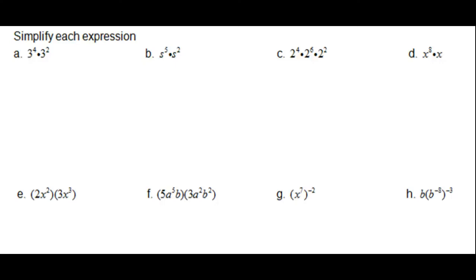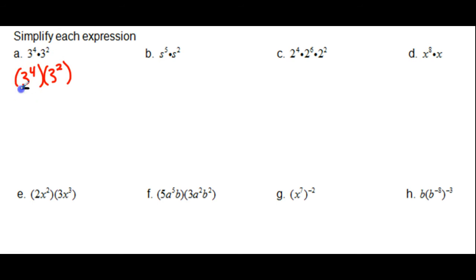Alright, so we're going to be simplifying these expressions using the multiplication rule and maybe even the negative and zero rule. Everything we keep on learning, we're just going to add on to it. So the first question, A, is 3 raised to the fourth times 3 raised to the second. Just to make sure we understand, we're taking all of this, 3 raised to the fourth times 3 raised to the second, right?